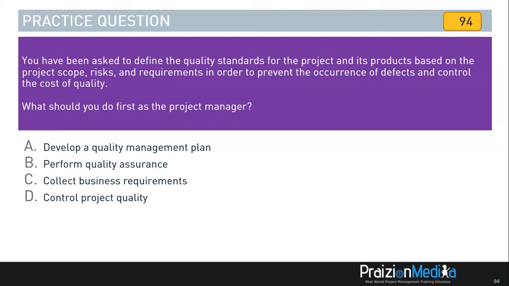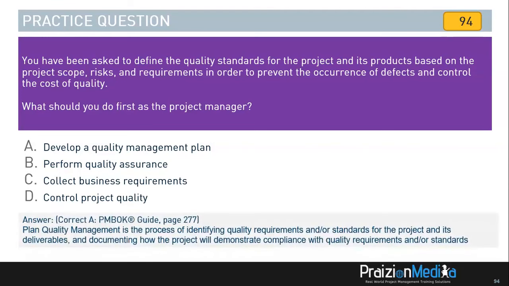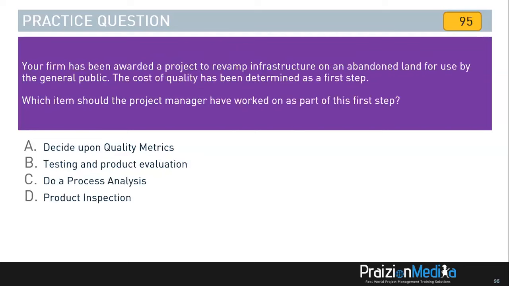Well, rule number one, what needs to happen first when you're talking about quality standards, defining the standards? This should be very obvious, my friends. You got to develop a quality management plan first. It reads, plan quality management is the process of identifying quality requirements and or standards for the project and its deliverables, and documenting how the project will demonstrate compliance with quality requirements and or standards. Let's move on to the next one.